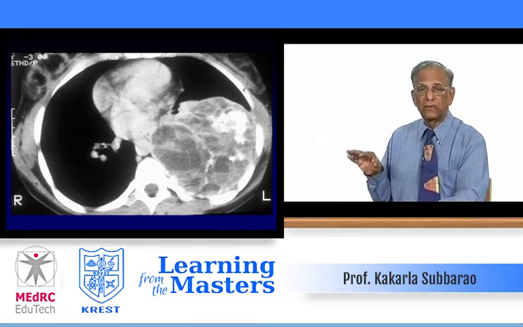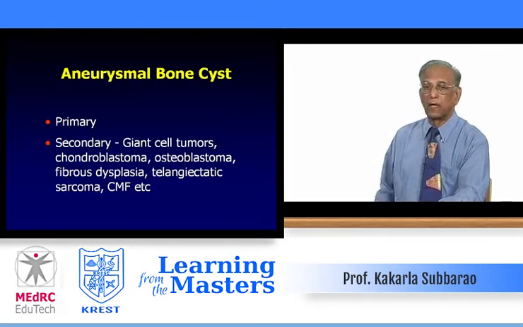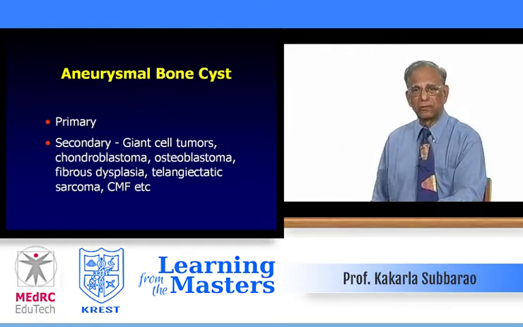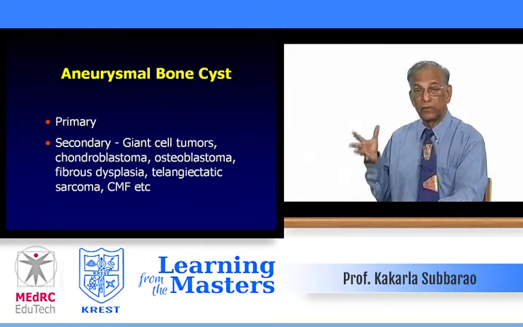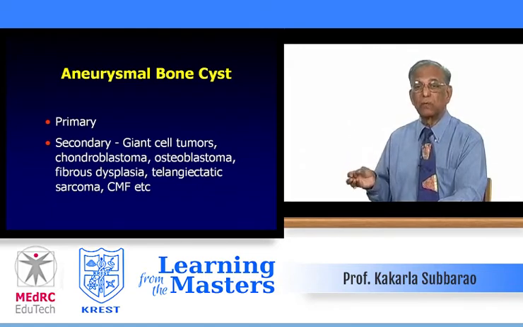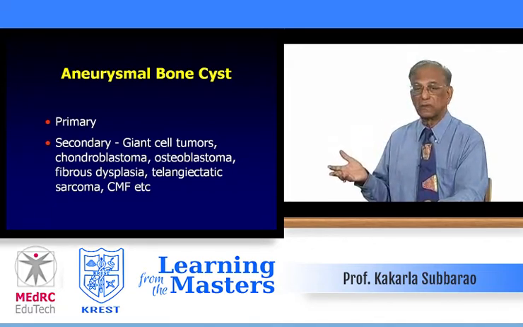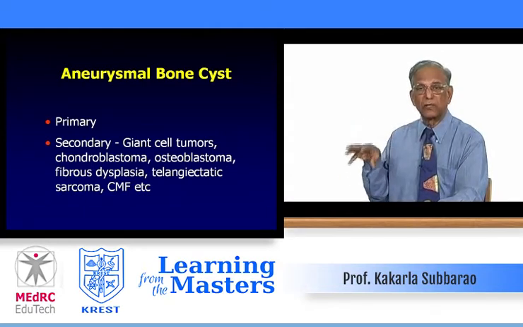And fluid levels are not specific for aneurysmal bone cyst only. It could be a primary aneurysmal bone cyst, and about 50% of the aneurysmal bone cysts may be secondary. Secondary to what? A giant cell tumor, for example, chondroblastoma, osteoblastoma, fibrous dysplasia, telangiectatic osteosarcoma, chondromyxoid fibroma, and there are several others. That is a superimposed aneurysmal bone cyst.